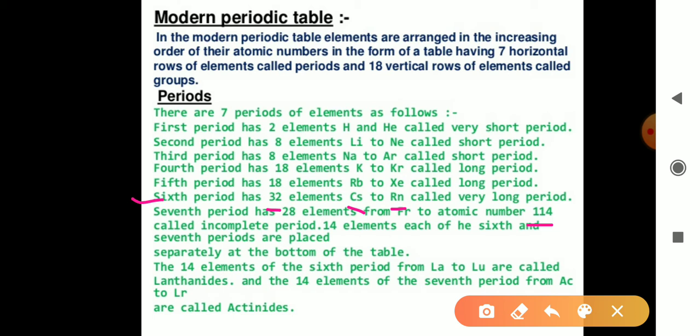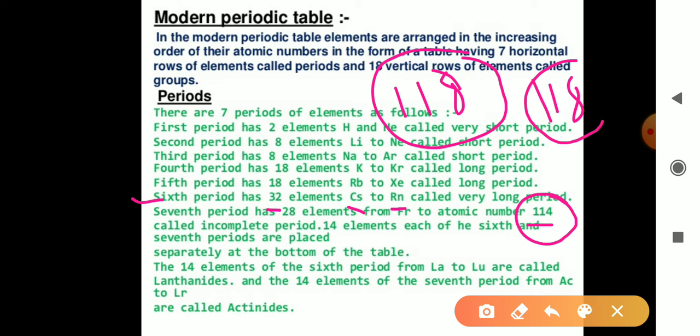Now see here about the seventh period. As we studied in the first lecture, today's known elements are 118, but here the last element is given as 114. So this is a correction: today's known elements are 118. As we consider 118 elements, then the seventh period also contains not 28, but 32 elements. So the sixth and seventh periods both contain 32 elements, and these periods are called very long periods.